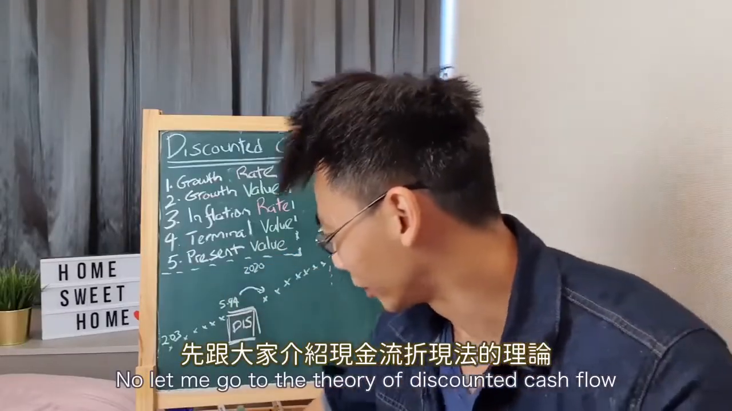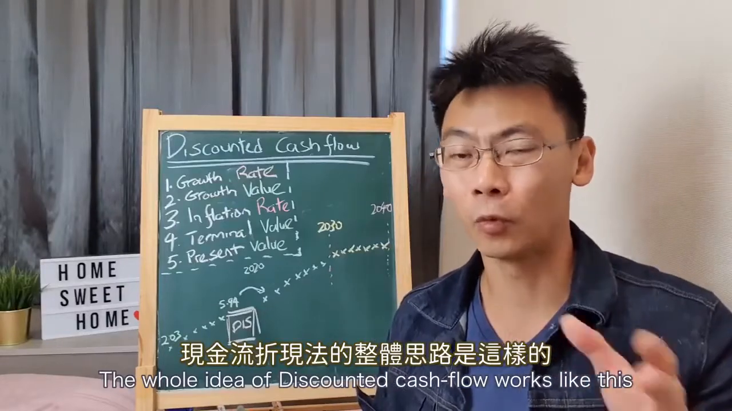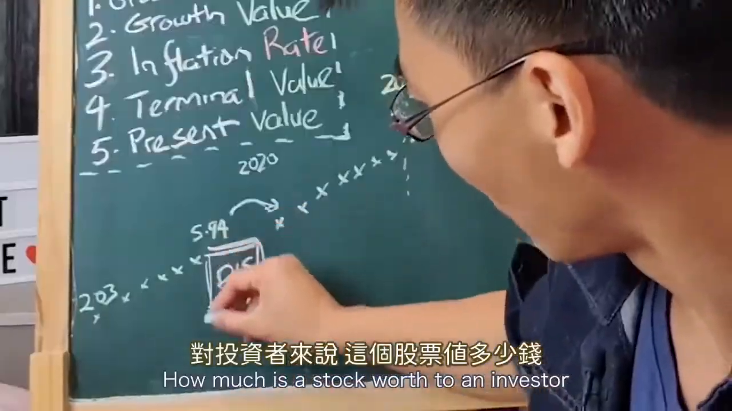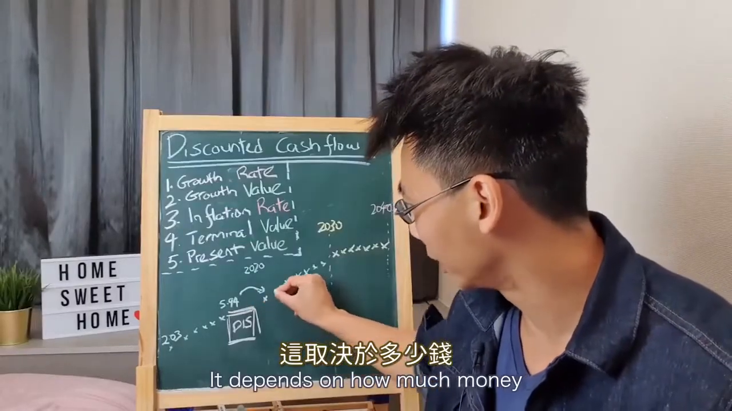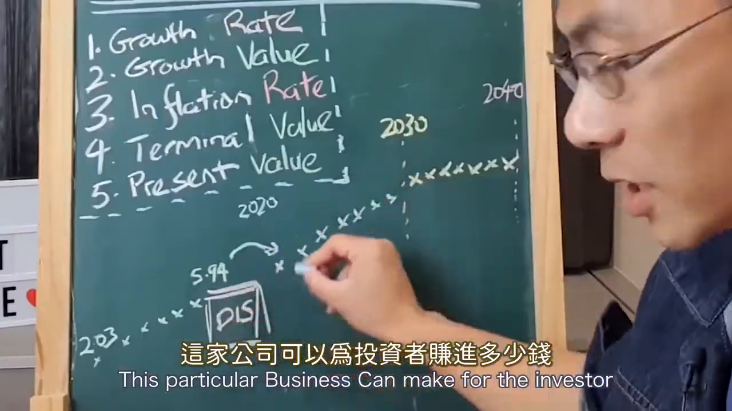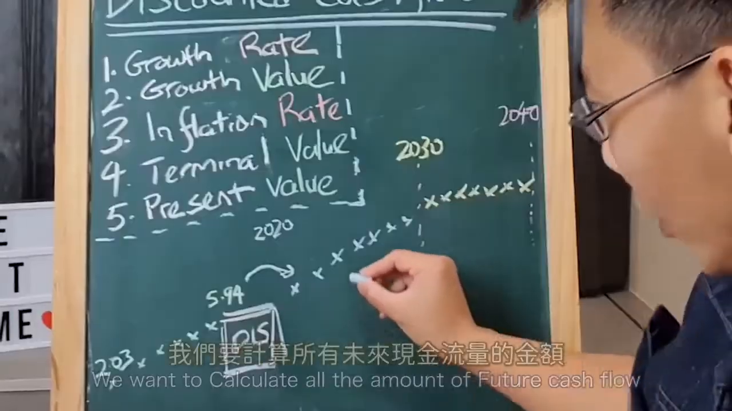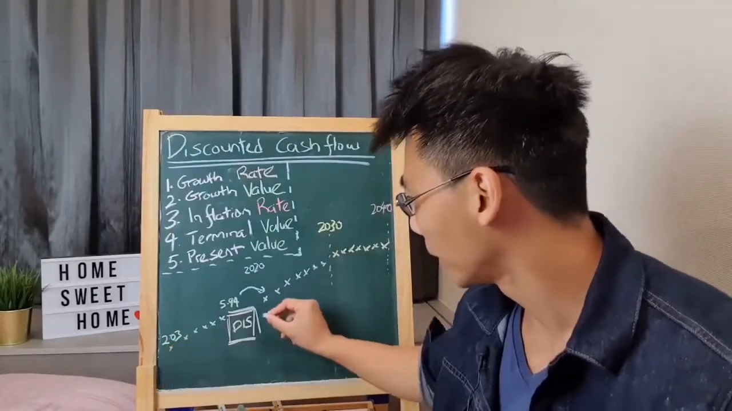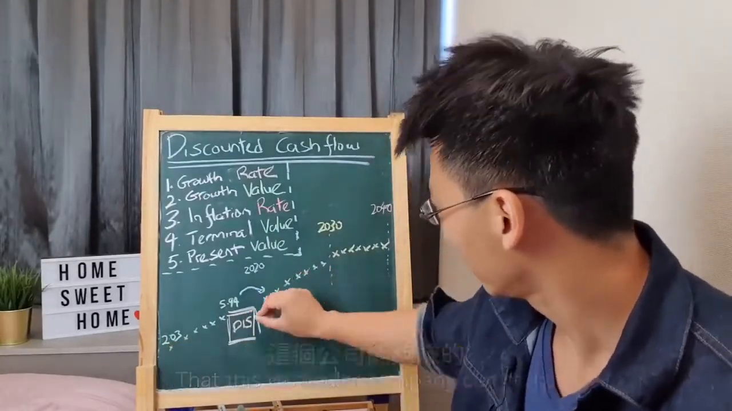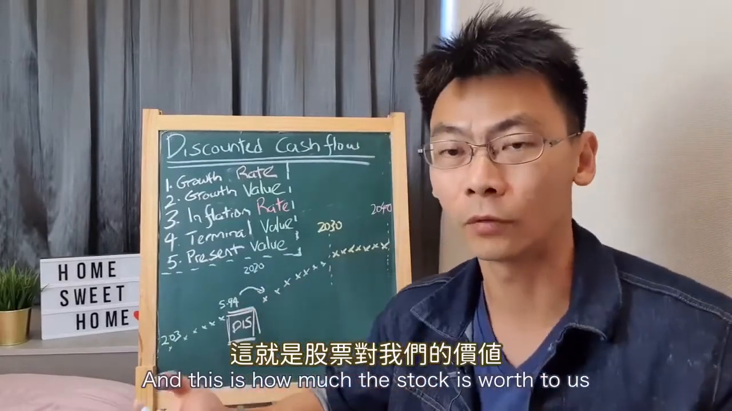Now, let me go through the theory of discounted cash flow. The whole idea of discounted cash flow works like this. How much is a stock worth to an investor? It depends on how much money this particular business can make for the investor in the future. We want to calculate all the amount of future cash flow that this particular company can make, add up the cash flow together, and this is how much the stock is worth to us.